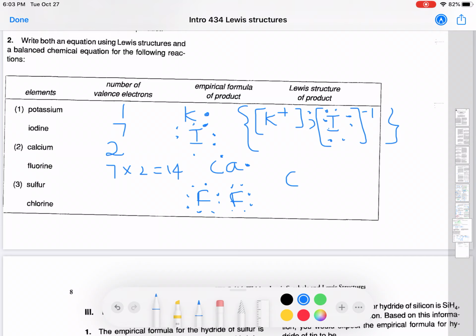1 calcium, calcium 2 plus, and then the fluorine would be making it 2 fluoride ions, 2F minus.